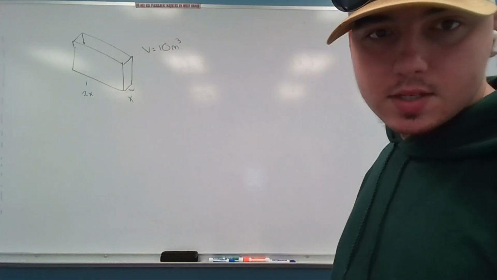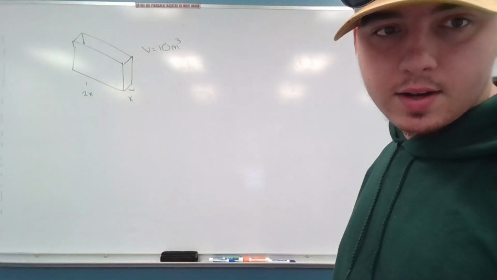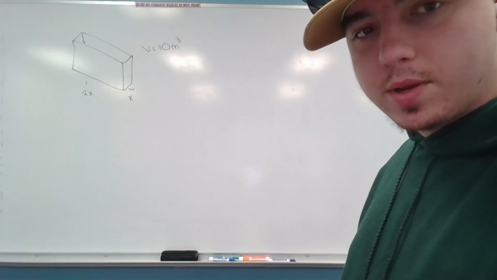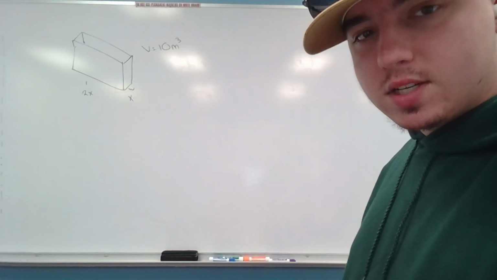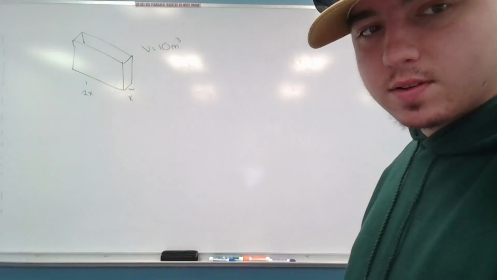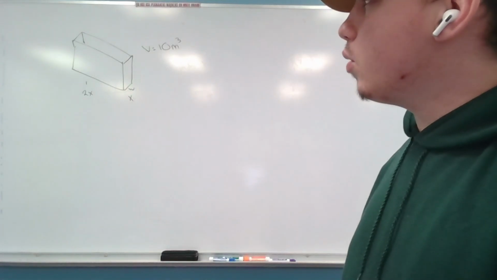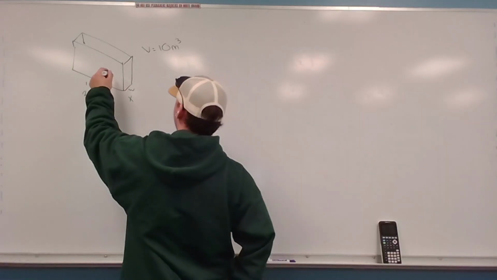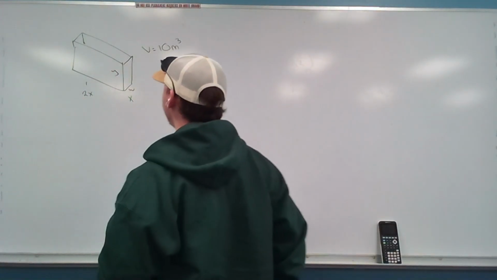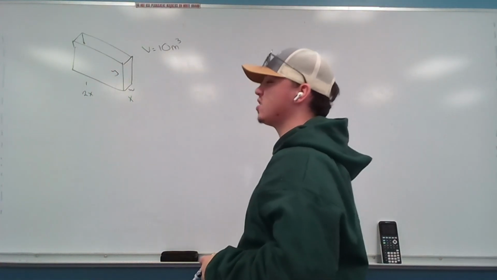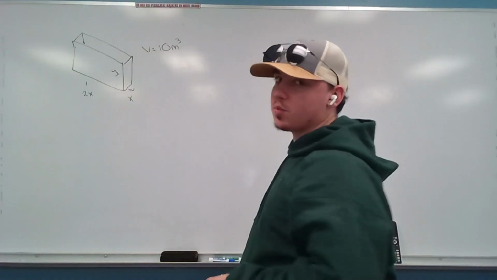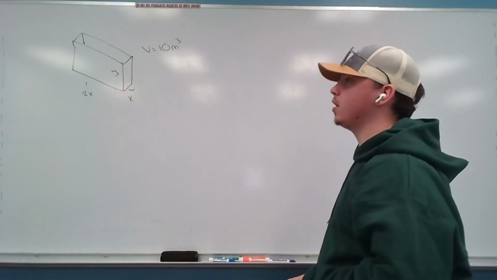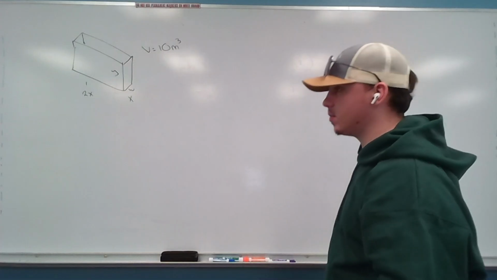Material for the base costs that, and it wants to know material for the sides costs $9 per square meter, and define the cost in dollars of materials for the least expensive of such container. So what we need to do is figure out what y is going to be, which is the height of the container, to have the smallest surface area, because we're going to be measuring surface area, because that's how we determine what our price is going to be.